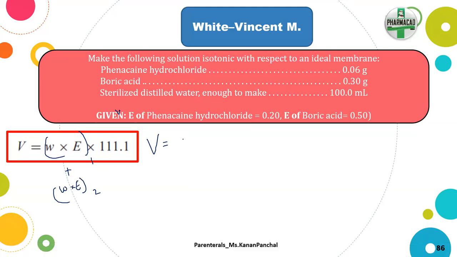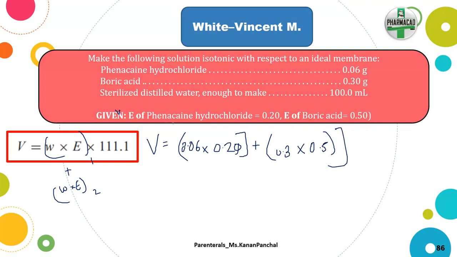All right. So what is your first contributor? Pinacin hydrochloride, right? Uska quantity kitna hai? 0.06. And uska E value is 0.20. Plus you have your second contributor, which is 0.3 gram of boric acid. And uska equivalent is 0.5. And then you have your factor. Can you solve this now?